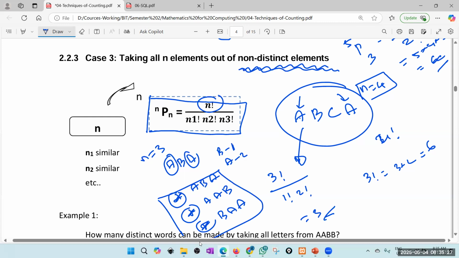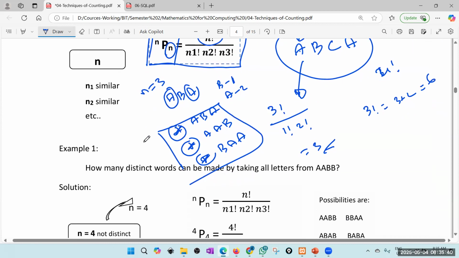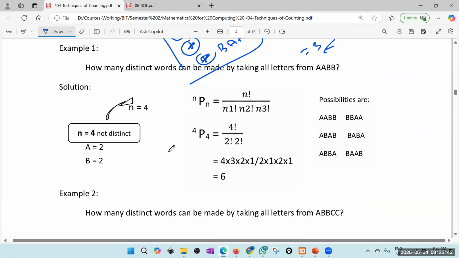Is it clear? So yes, we use the same notation, but this is when n is not distinct. Right. So let's do this question. How many distinct words can be made by taking all letters from A, A, B, B? Let's assume every combination has a meaning, just a word, not meaningful words.